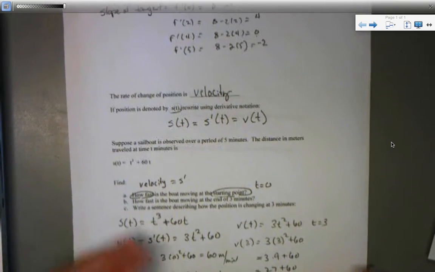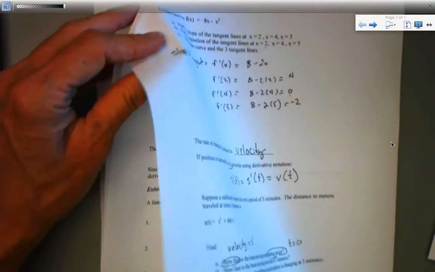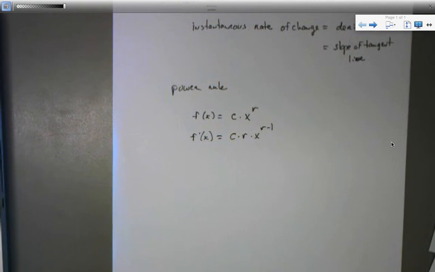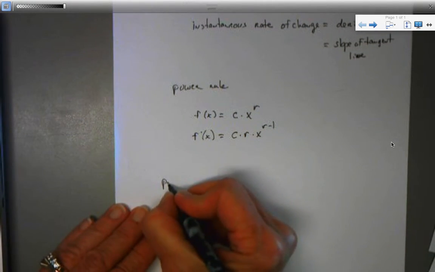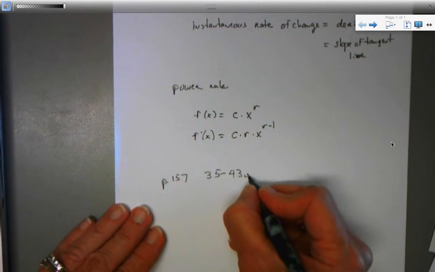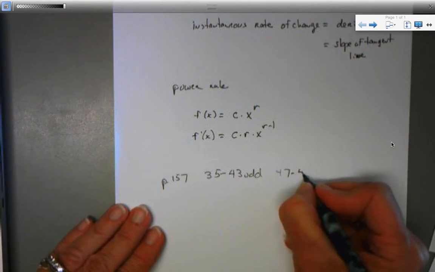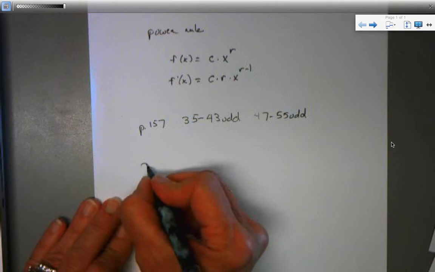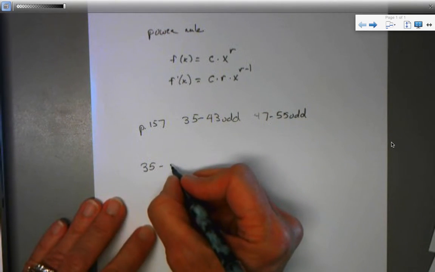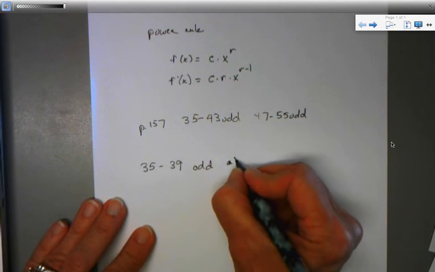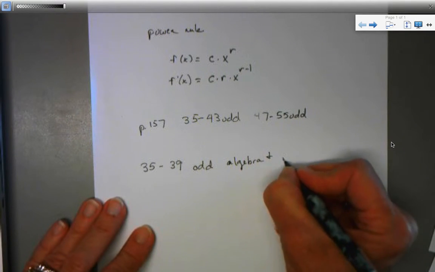Okay, so now let's move to our homework, because there are 3 parts on your homework. Your homework for this lesson is page 157, 35 through 43 odd, and 47 through 55 odd. So the main comments I want to make to start a few of these problems: 35 through 39 odd are mainly algebra based and the power rule.